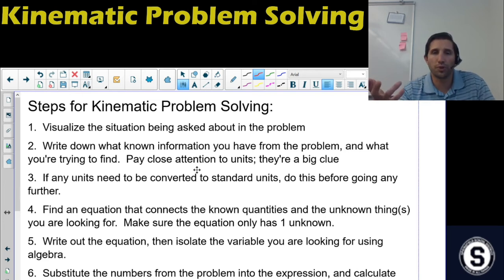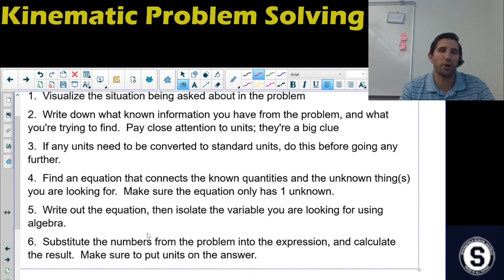Once you choose which equation, you're going to isolate the variable you're looking for using algebra. So what you'll do is you'll say, all right, if I need to know t, I need to get t by itself on one side of the equation. Or if I need to know a, I need to get a on one side of the equation all by itself. Then we substitute the numbers from the problem into the expression and use our calculator to calculate the result. And we make sure to put units on the answer. So the last step is to plug in the numbers, crunch the numbers, and see what we get for the answer. And make sure we put units on it.